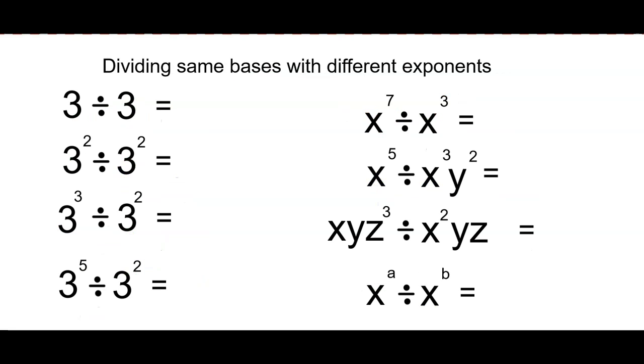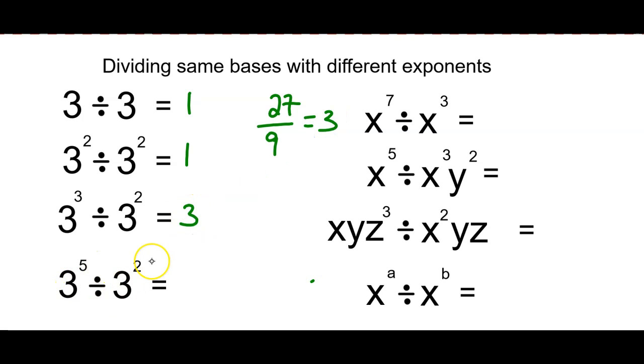Now, when we divide them, let's see what happens here. 3 divided by 3 is equal to 1. 3 squared divided by 3 squared will be 1. 3 cubed divided by 3 squared. Well, we could write this out. I'm going to use this space up here. We know that 3 cubed is 27, and 3 squared is 9, and this equals 3.